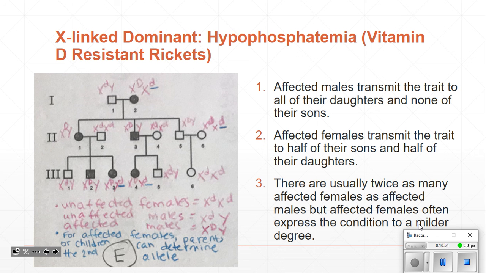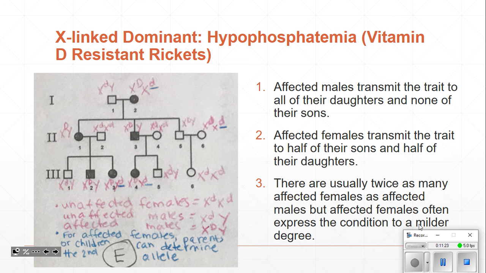For my females, so grandma and her daughter, and where are we looking down here? My last 2 people at the bottom. If I look at their genotypes, I underlined the second one with blue, and I said for affected females, either the parents or the children helped me determine that their second allele was the recessive one.